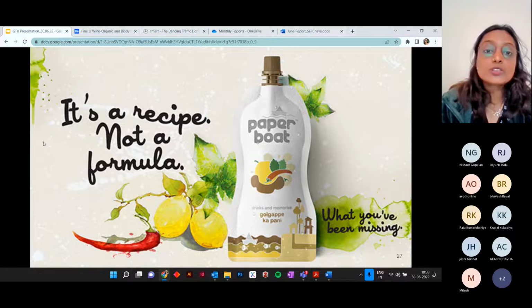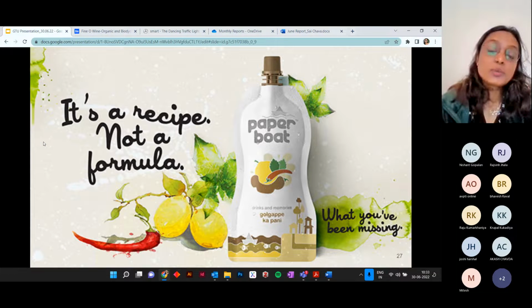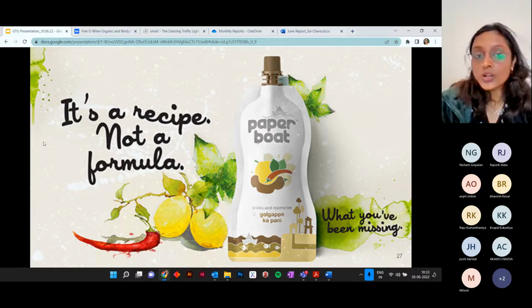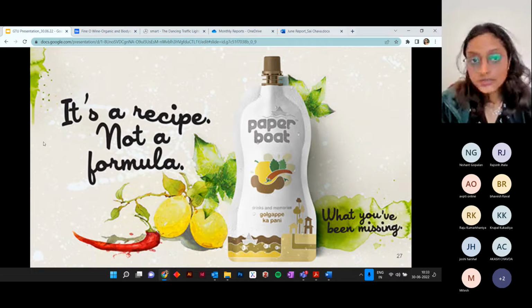This company was able to not only launch their product but successfully break the market and go up to the top. Right now, if you take a flight in India, this is what you'd be served. Paper Boat is what they serve in flights. So how did it get there despite it being such a crowded market? They were not selling you a product, they were selling you your childhood.